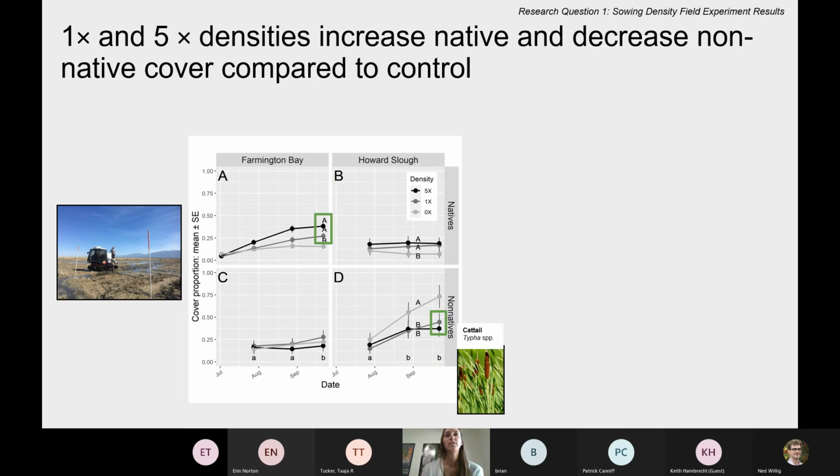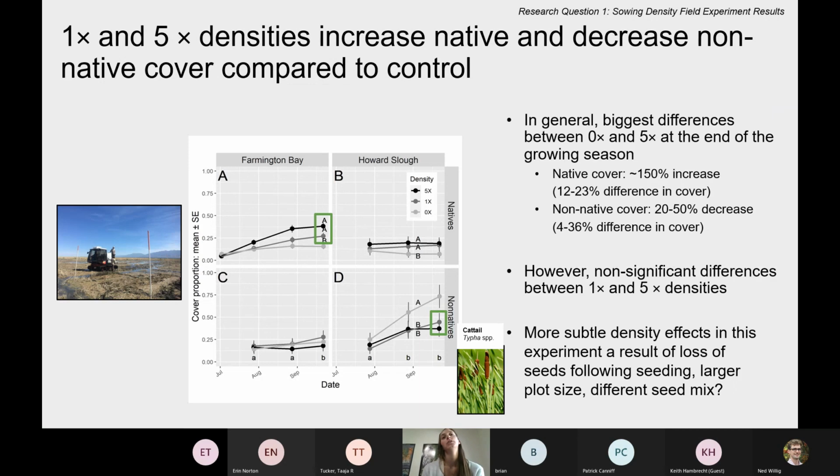So what did we see? We saw at Farmington Bay that native cover does increase throughout the growing season, and the 5x has higher native cover than the 1x and 0x, though the 5x and 1x are not significantly different from each other. So we are seeing the biggest differences between the 0 and 5x. In terms of non-native cover, if you look at Howard Slough, for example, the 5x density is associated with the greatest suppression versus the 0x density, where there's a lot more cattail in those plots. So even though we're seeing some density effects here, they're more subtle.